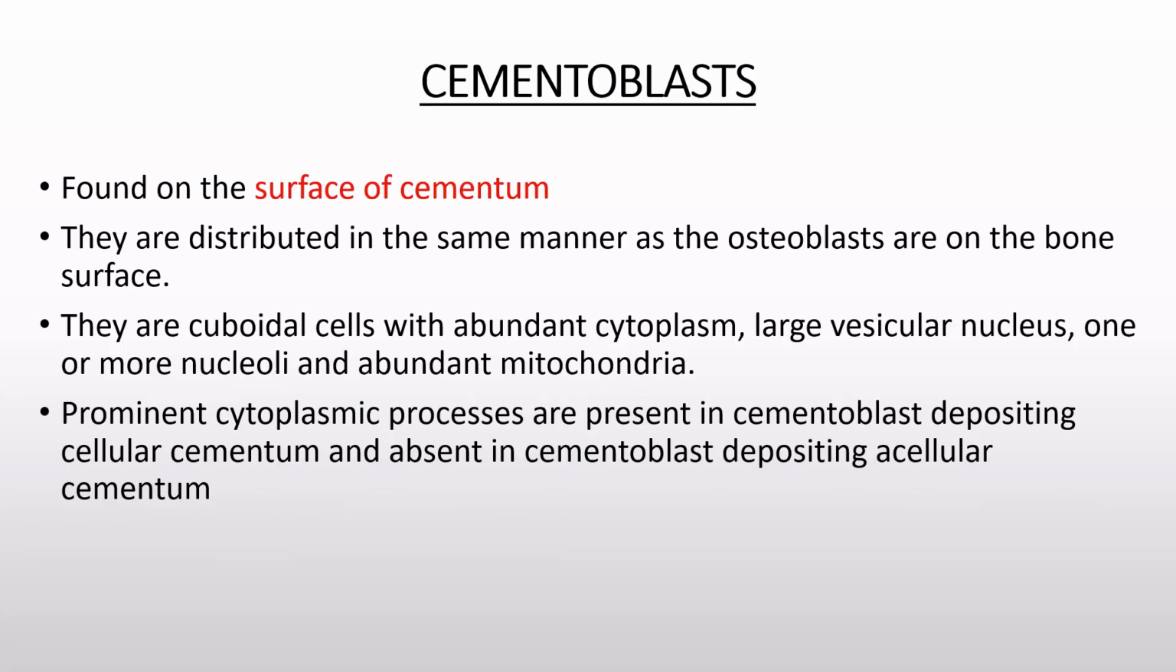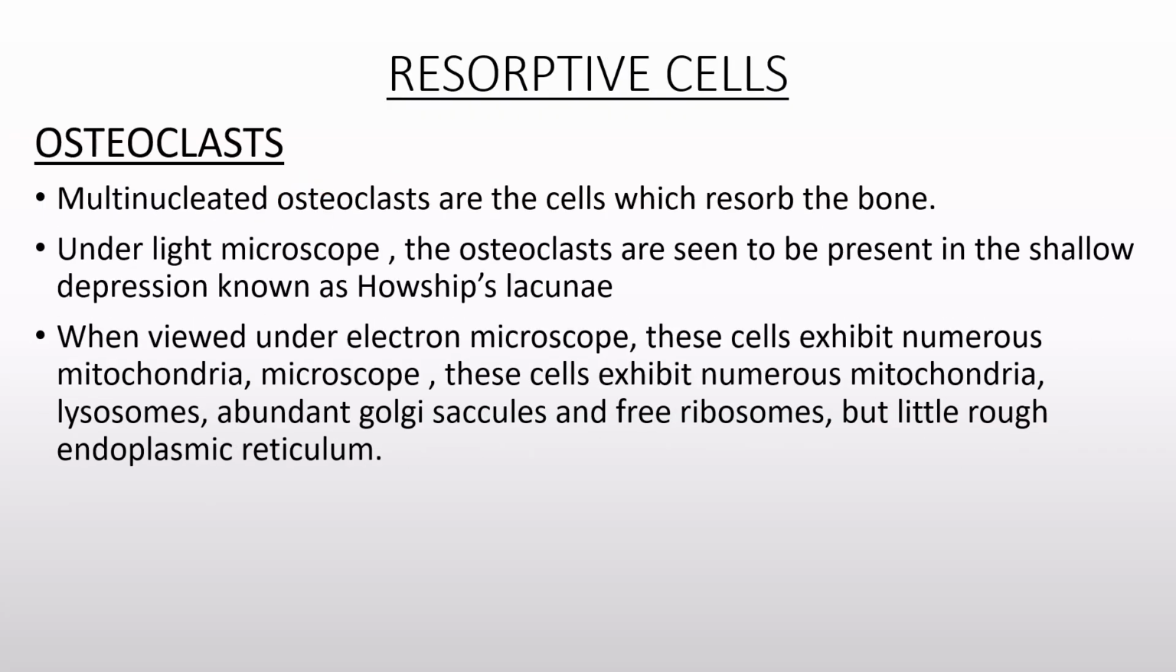Coming to the cementoblasts, these are the cells which are formed on the surface of the cementum, and are distributed in the same manner as the osteoblasts are distributed on the bone surface. These are cuboidal cells with abundant cytoplasm, a large vesicular nucleus, and prominent nucleoli, with abundant mitochondria. Prominent cytoplasmic processes are present in cementoblasts depositing cellular cementum, and they are absent in cementoblasts depositing acellular cementum.